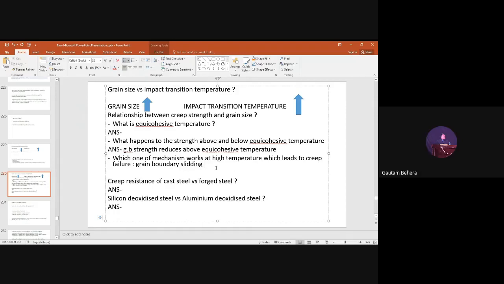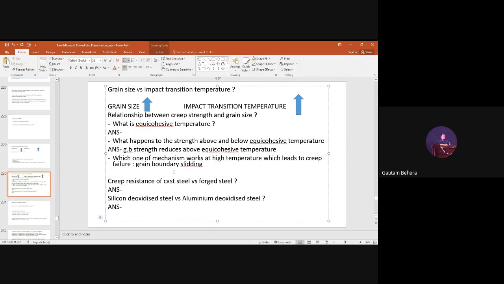Grain boundary sliding means the grain boundary becomes weaker above the equicohesive temperature, right? Once it becomes weaker, the grains will slide past each other. So the material will deform, and at the end it will fail by the creep mechanism. This is one of the mechanisms. It is not the only one, because creep failure occurs by other mechanisms like diffusion of vacancies, dislocation climb, and grain boundary migration. You might have heard about these terms.